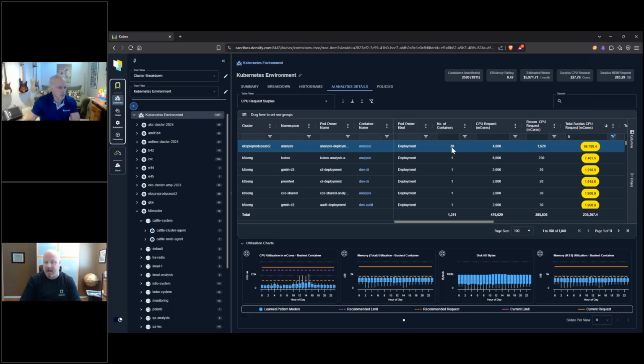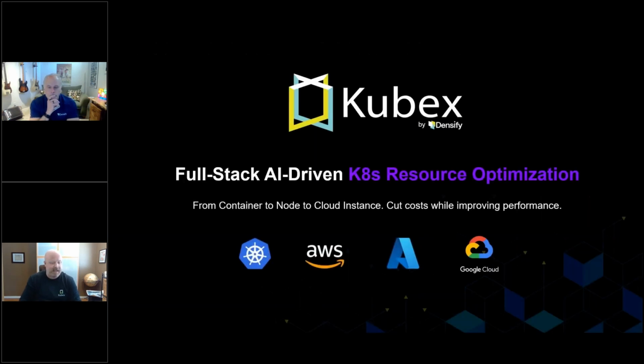But in GKE Autopilot, you're actually paying for the requests. So the second you cut the requests on a workload like this in half, that is instantly reflected in your cloud bill. So it's an instant feedback loop. So that's just a bit of an explanation for why Kubex and GKE Autopilot are perfect together. Returning back to the slides, Andy, I wanted to hand it back over to you.